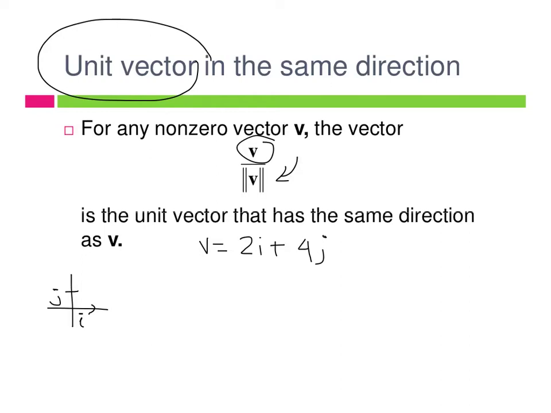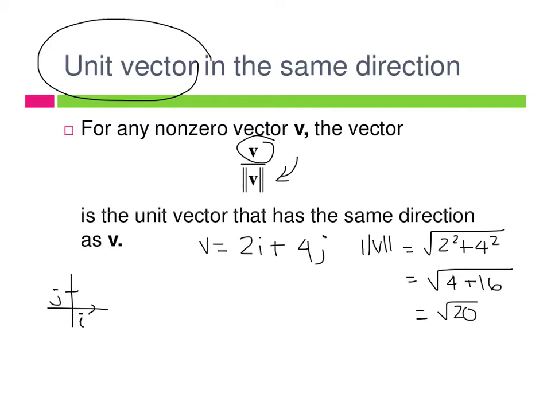So here's our vector, or magnitude. Remember the magnitude for vector v, square root of a squared plus b squared. So that's going to be 4 plus 16, square root 20, which is 2 root 5.